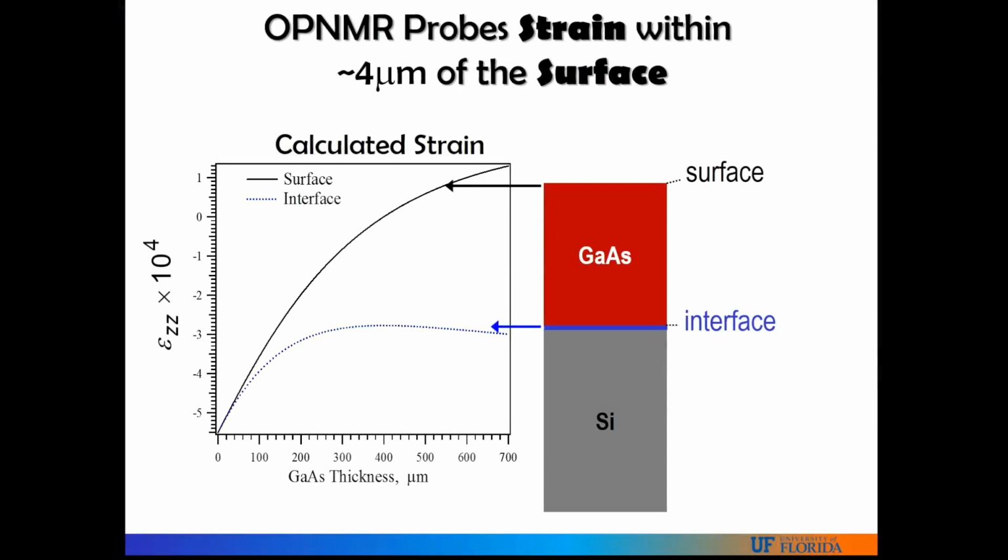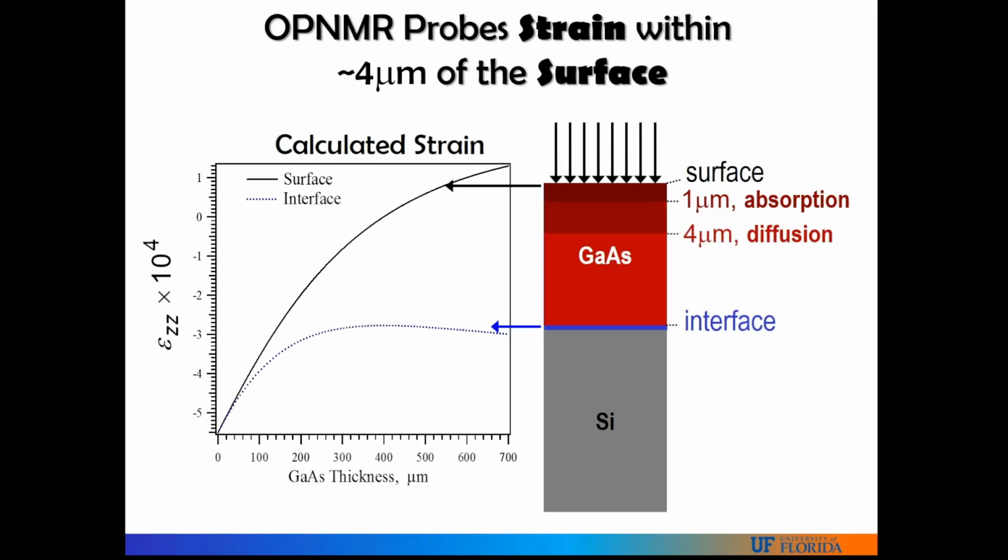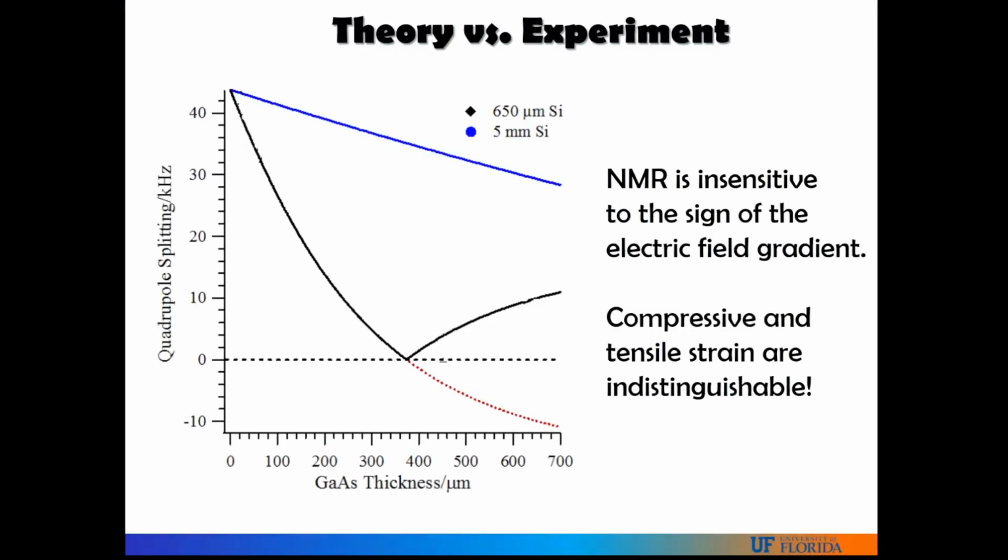So it just decreases and then levels off. And the strain near the surface, as a function of the thickness, will actually change sign. Plotting along the z-axis, you go from a tensile strain to a compressive strain as a function of the thickness here. You have to remember we're probing just the surface here, so our measurement is sensitive to the strain really near the surface, within around a few microns of the surface. This is the result of the calculation for the 5 millimeter block and the 650 micrometer silicon support sample.